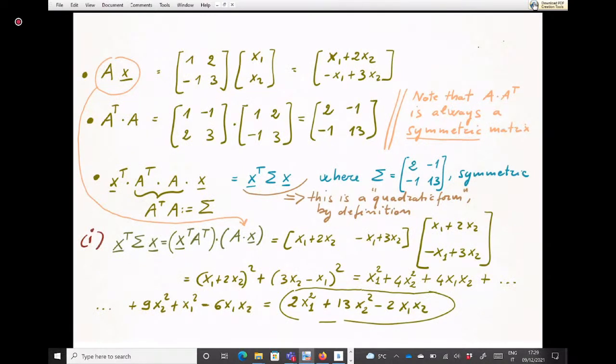Now, A times X. Okay, A times X is very easy. A is this one, X is this one. So it is x1 plus 2x2, minus x1 plus 3x2. It's a two-dimensional column vector.